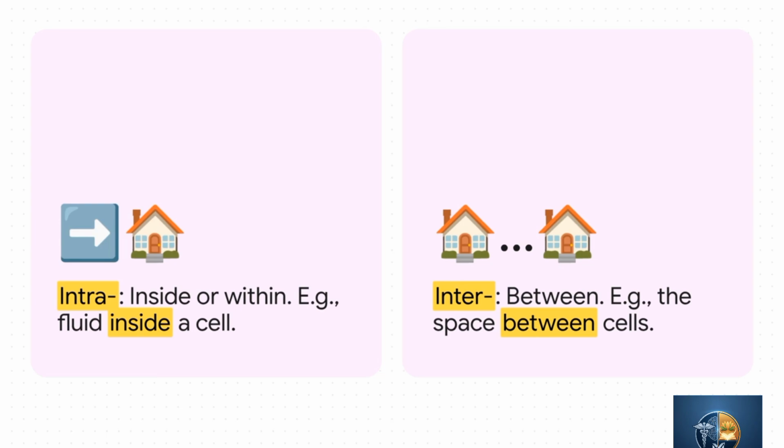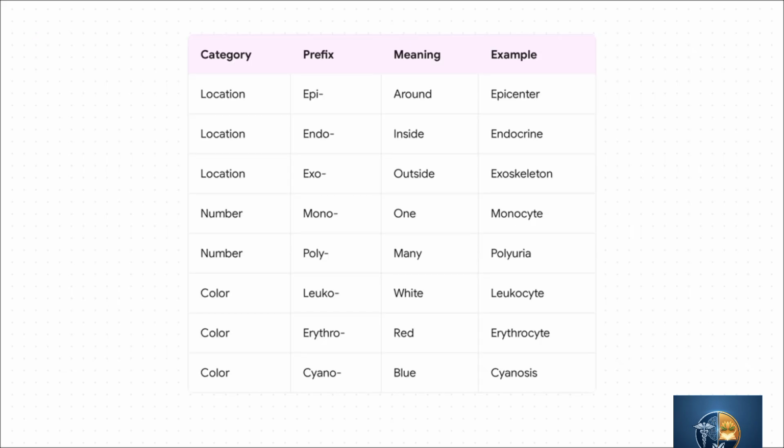Okay, this one trips people up all the time, but the difference is huge. Intra means inside or within. Think intracellular fluid. That's fluid inside a cell. Inter means between, like the intercellular space. That's the space between cells. That one little letter, it changes everything. And trust me, there are so many more.